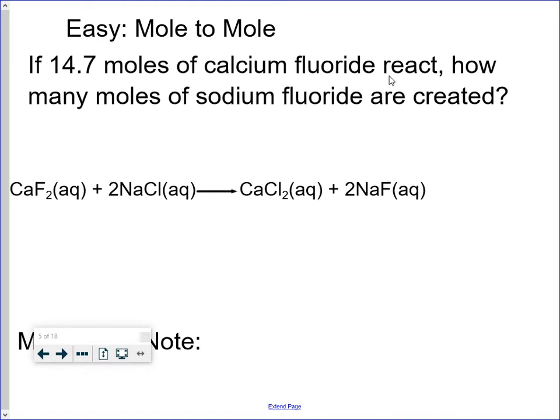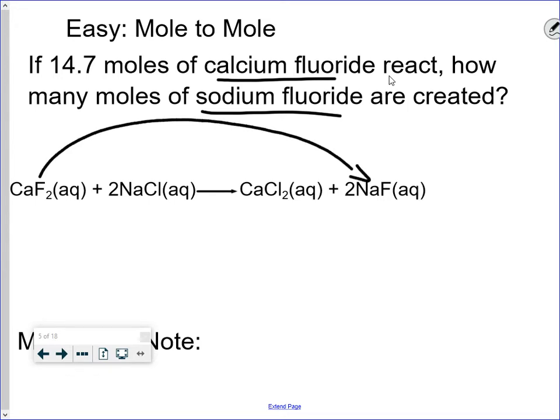Here we go. If 14.7 moles of calcium fluoride react, how many moles of sodium fluoride are created? The first thing we're going to do is link the two substances the question is talking about: calcium fluoride and sodium fluoride. This question is not talking about sodium chloride or calcium chloride. They are not important to this problem at all.